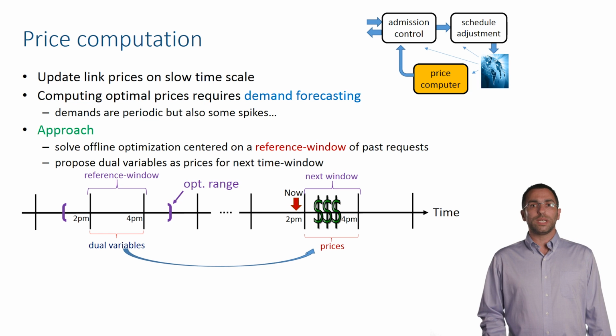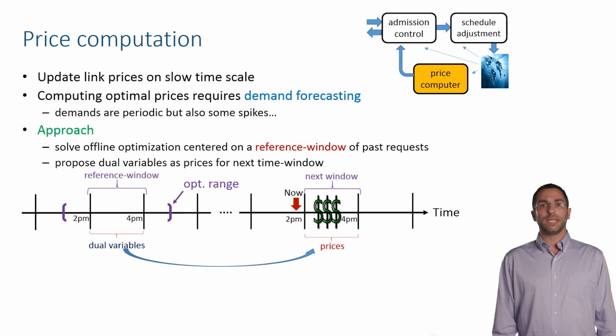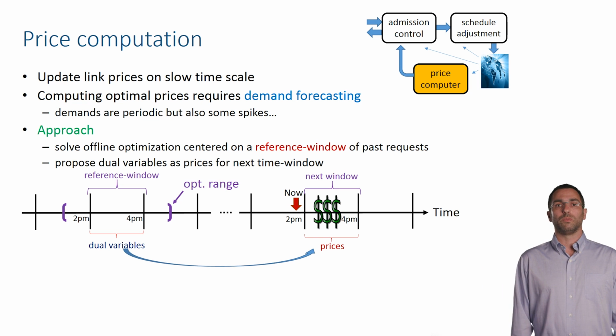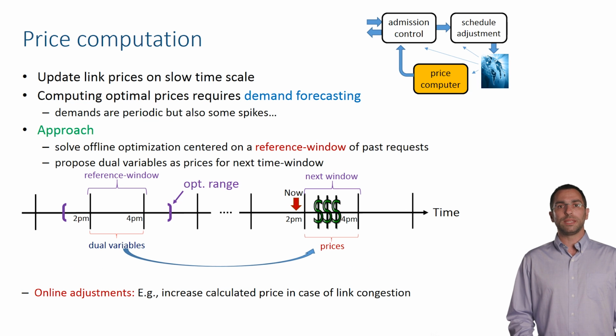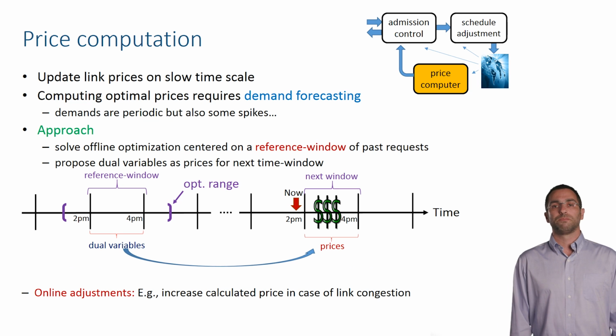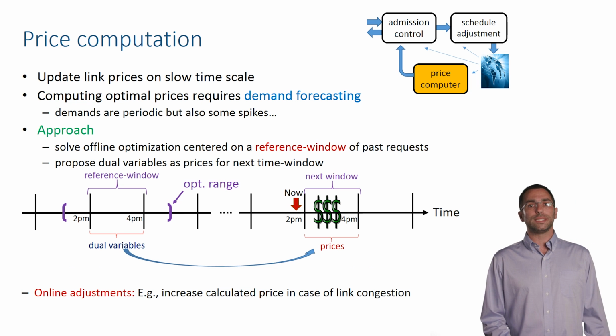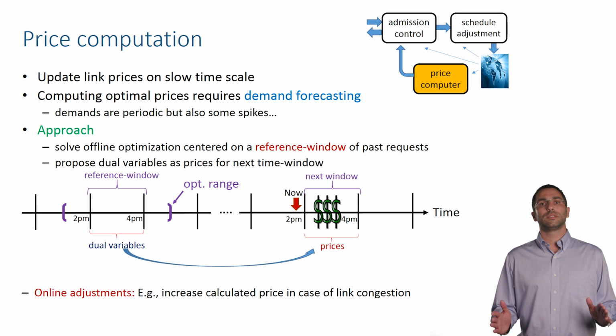We also use requests from a wider time period in the optimization to deal with distortion at the beginning and the end of the reference window. Finally, to account for instantaneous spiky demand, we supplement this price computation with a more reactive online adjustment of prices. Specifically, Pretium increases, say doubles, the price of links whose utilization crosses a certain threshold.